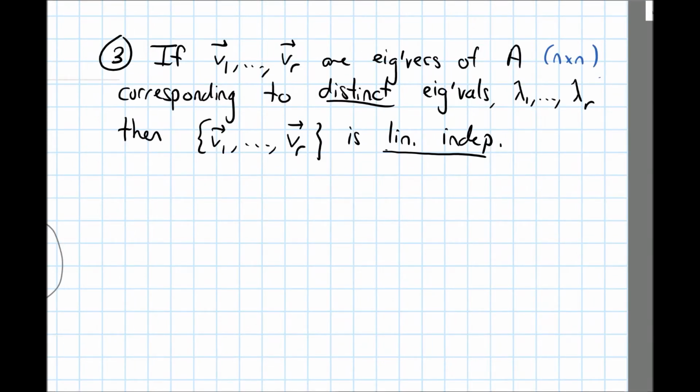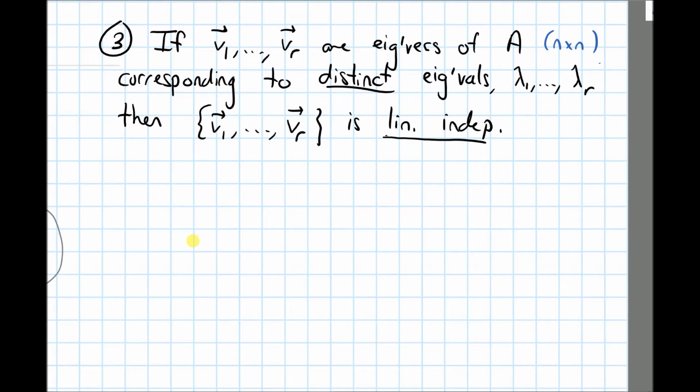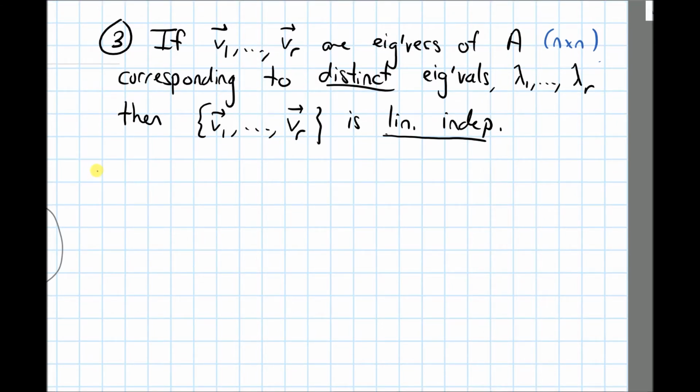So this is the following. If v1 up until vr are eigenvectors of my n by n matrix A corresponding to distinct eigenvalues, where distinct means that they're corresponding to different eigenvalues lambda 1 up until lambda r, so no two of these eigenvalues are the same, then it turns out that their corresponding eigenvectors, v1 up until vr, are a linearly independent set. This is a really important result that's going to be relevant to us in this chapter. So this one I want to prove.